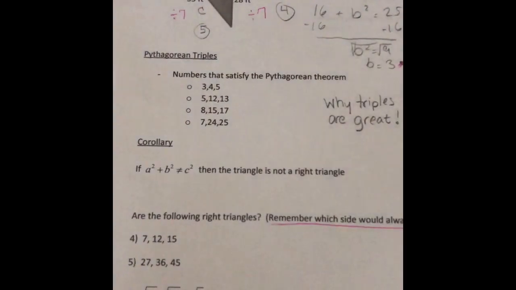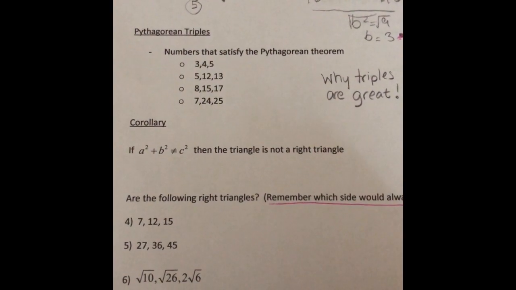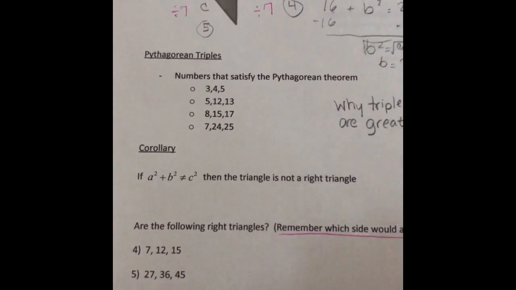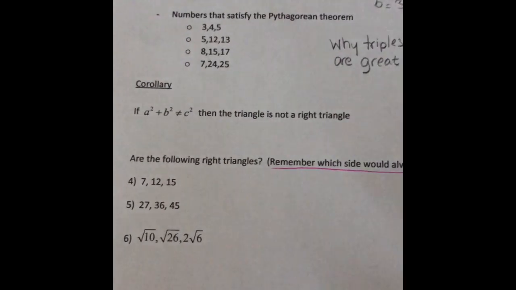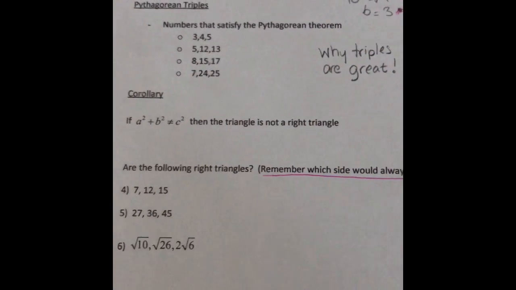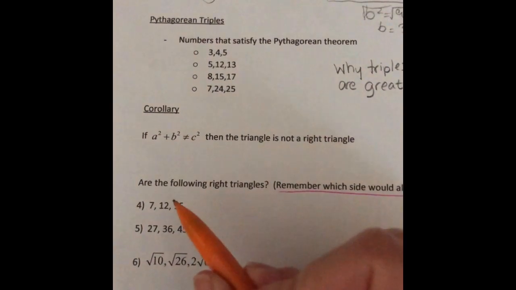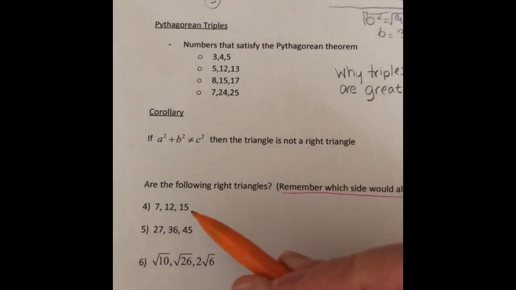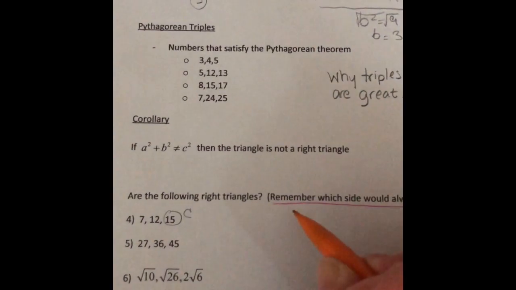The last thing is what's called the converse of the Pythagorean theorem. It's saying if you have 3 sides of a triangle, if the sum of the squares of the smaller two equals the square of the larger side, then it is going to be a right triangle. So let's see example number 4 here. 7, 12, 15. 15 is going to be my C value because it's the largest. So we're going to test that out.